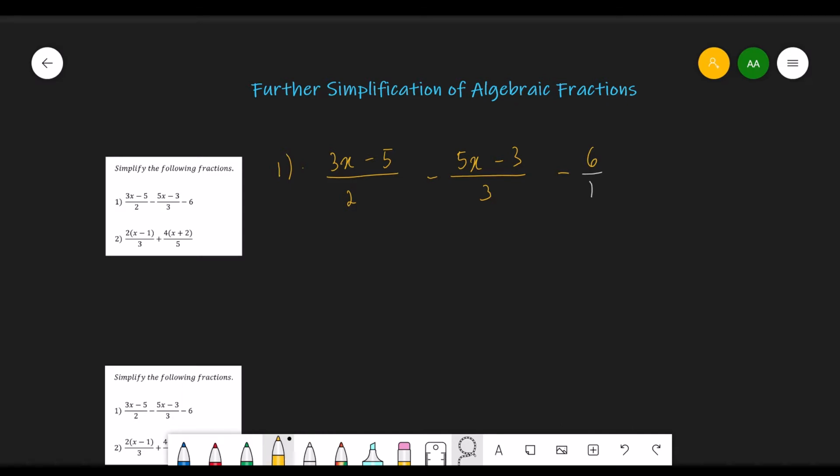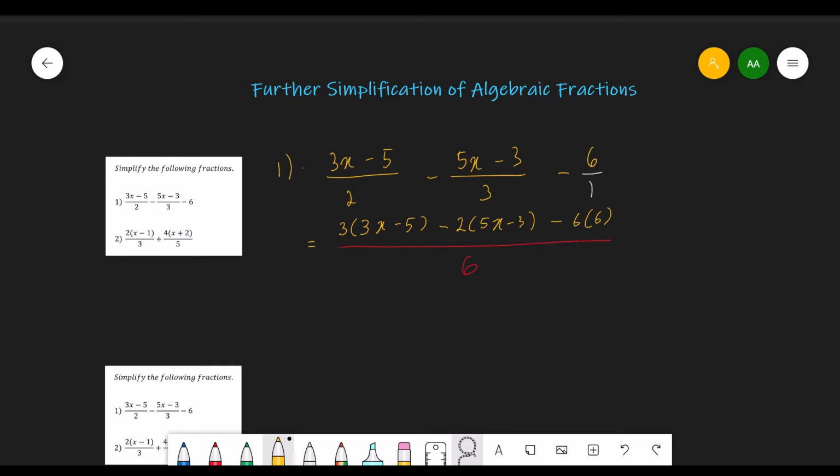We are going to do what I mentioned in the previous tutorial, which is to combine all three fractions. We draw this one long line to indicate we're combining them all. The first fraction must multiply by 3, so we know this is 3 times 3x minus 5. The second one must multiply by 2, so 2 times 5x minus 3. While the last one, we have to multiply by 6.